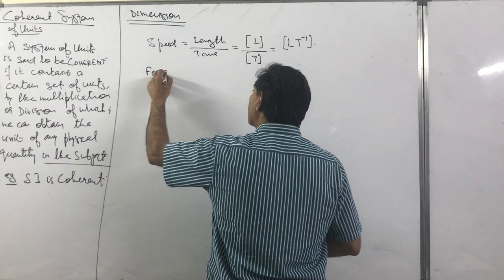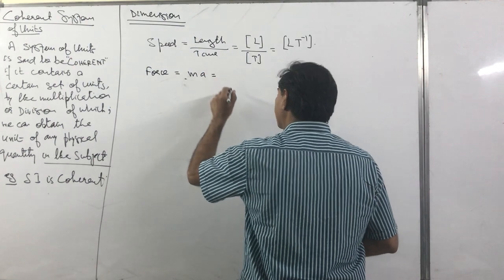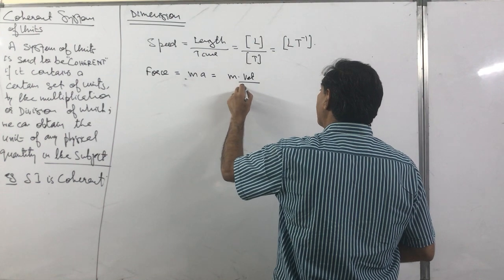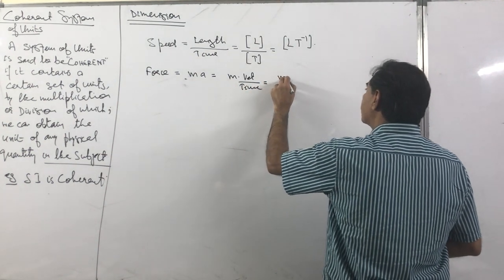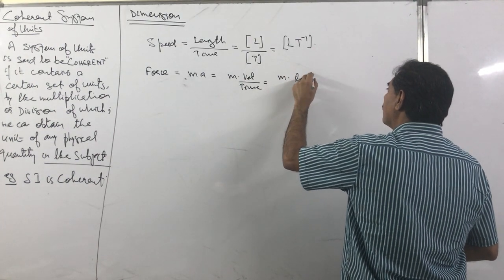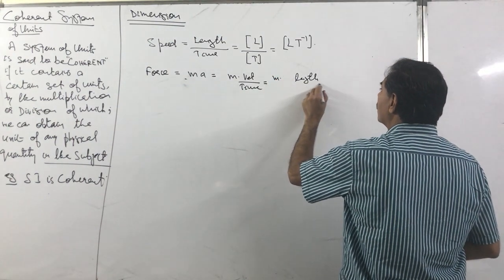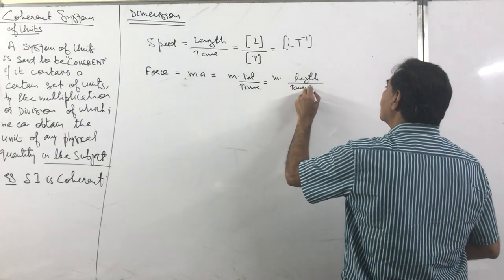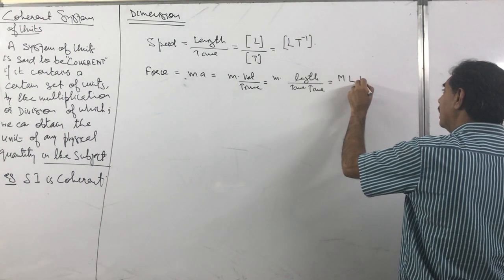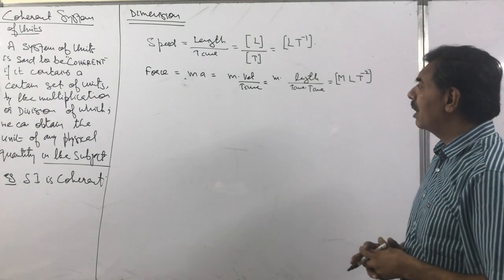Force. I can write it as mass into acceleration, which is mass into velocity upon time. Velocity is length over time. This is mass, this is length over time, and there is another time. I can write it as M L T minus 2. I hope you understand what I am doing.